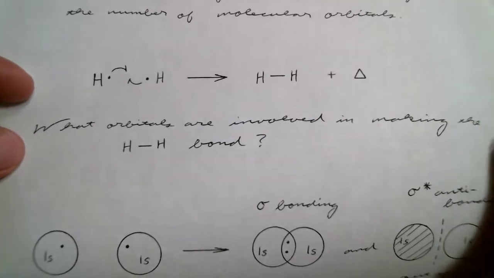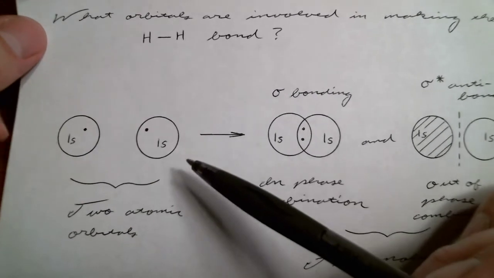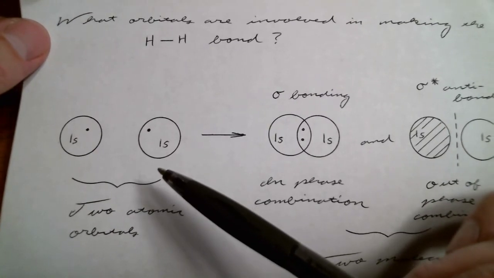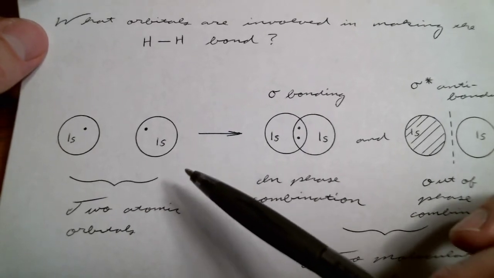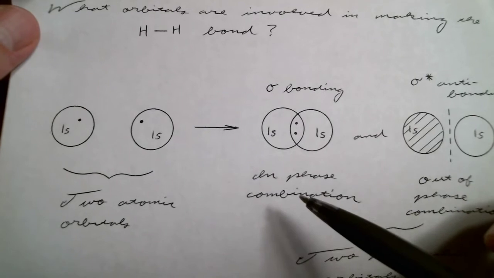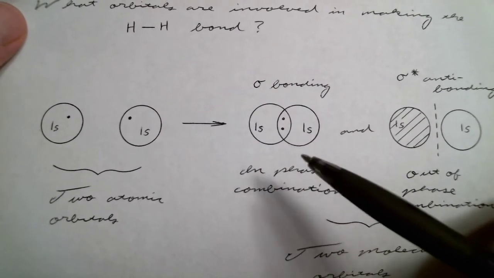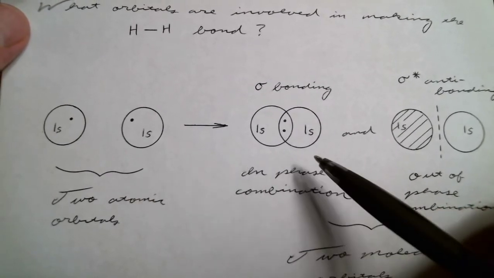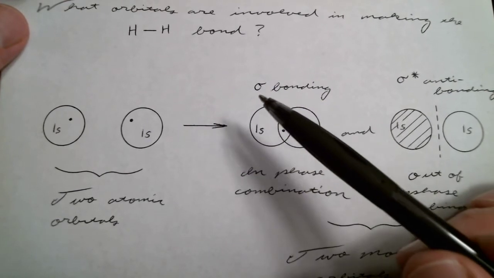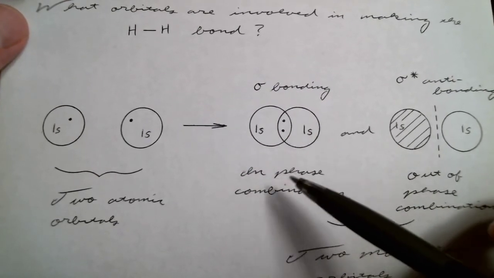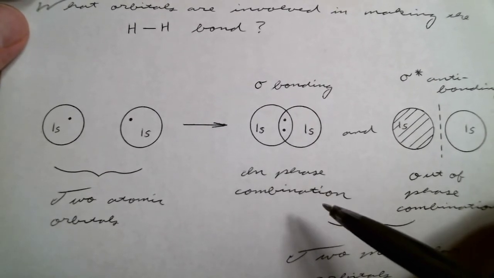Well, what orbitals are involved in making the diatomic hydrogen bond? Well, we know that each hydrogen brings a 1s orbital to the table. That's where its electron is localized in the ground state. So we form two molecular orbitals, and what two molecular orbitals could those be? Well, they could be a molecular orbital which we describe as sigma bonding. Sigma is a Greek letter we use to symbolize molecular orbitals. And this is an in-phase combination.